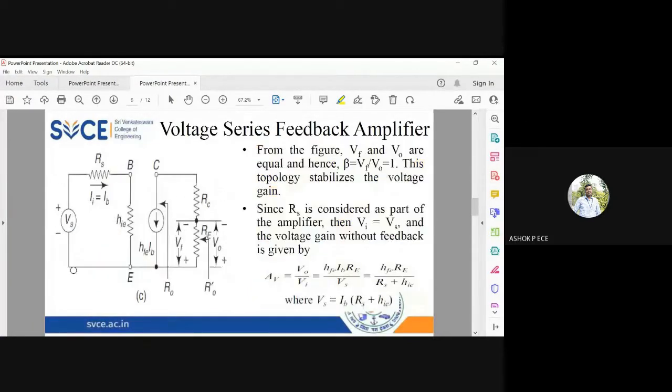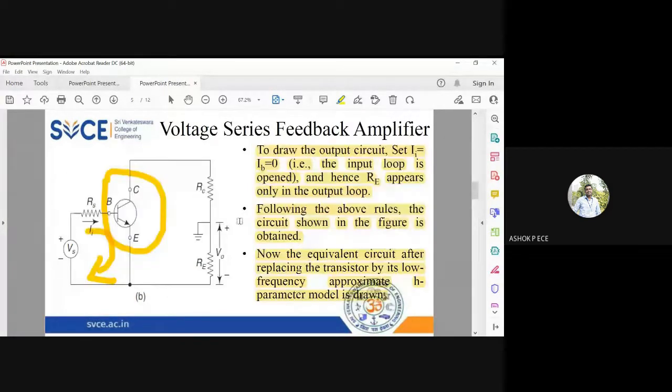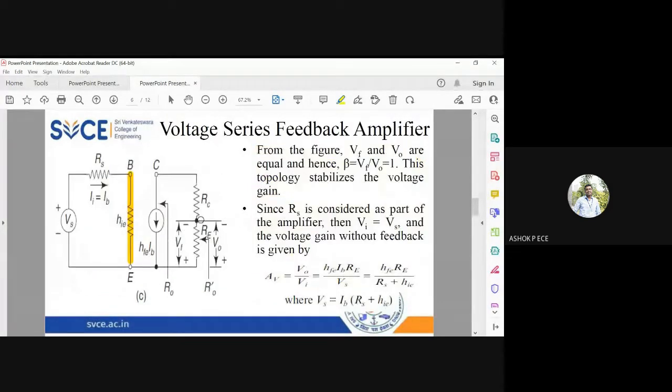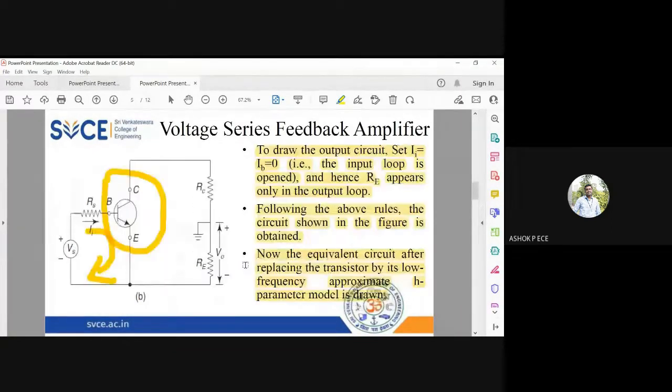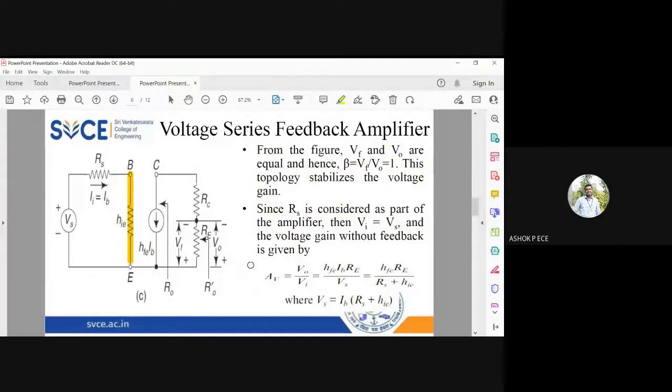See here, Vs, Rs, HIE. You know the input impedance of common emitter amplifier is HIE. And you will be having current source HFE into IB. Then you will be having this combination RC, RE across here. Okay, and across RE you measure the feedback voltage. Across RE you measure the output current also. Okay, so you take care of the polarity and other things accordingly.